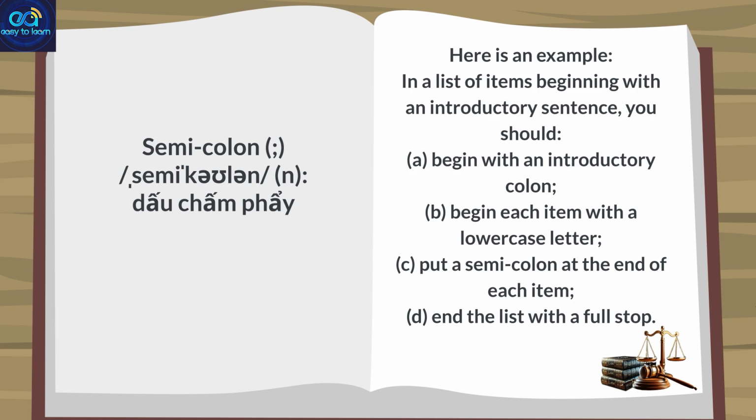Here is an example. In a list of items beginning with an introductory sentence, you should: (a) begin with an introductory colon; (b) begin each item with a lowercase letter; (c) put a semicolon at the end of each item; (d) end the list with a full stop.